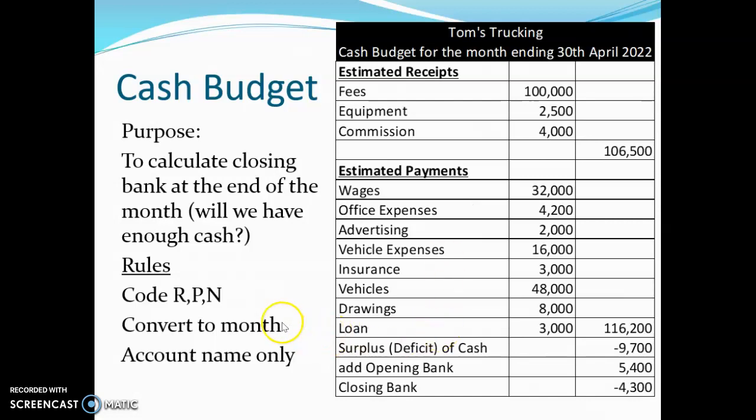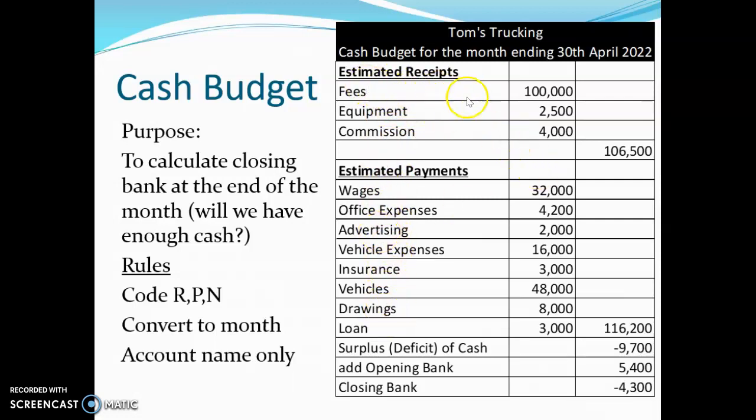Next thing is we've got to convert everything to a month. In the question, normally it says assume 4 weeks in a month. So if it's weekly, you multiply by 4, and fortnightly you multiply by 2. And lastly, account name only. So we don't have bank fees received or cash sold. These names here are the ones that will be in the trial balance.